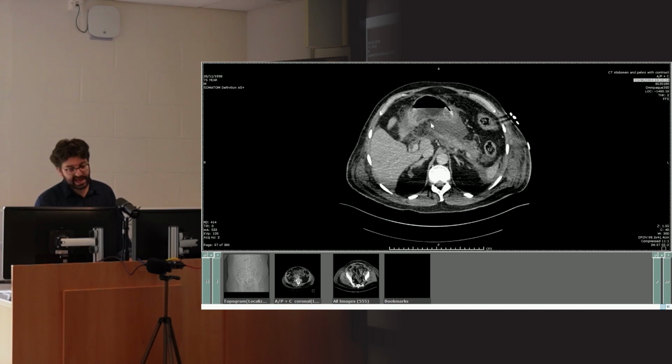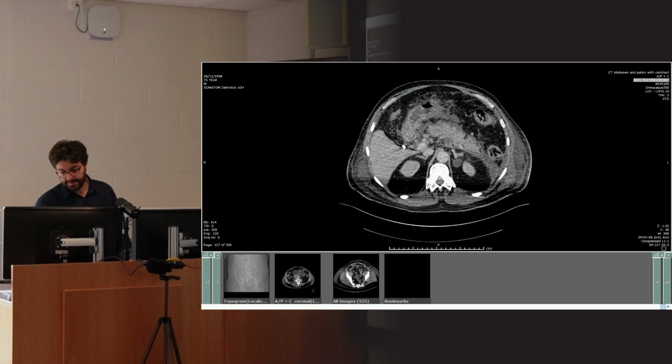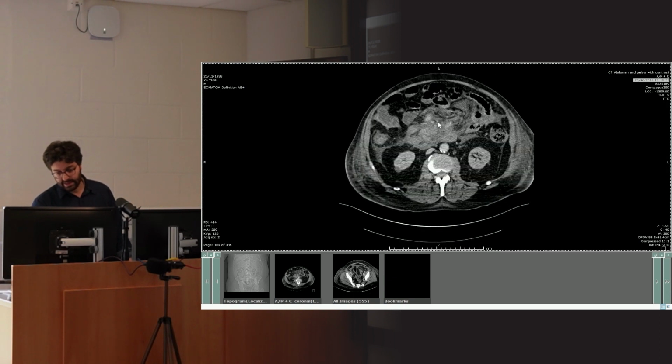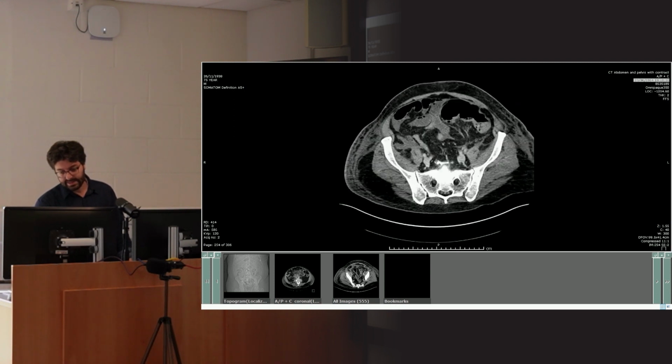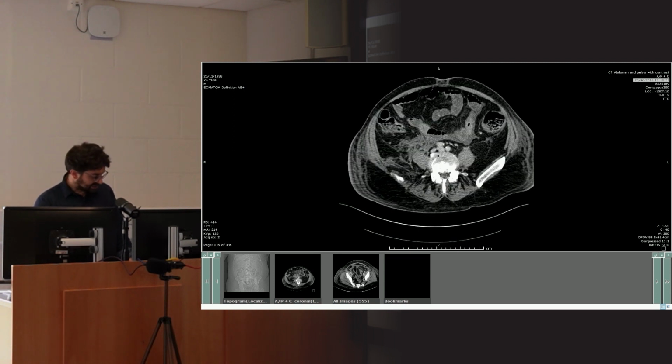That is the lesser sac. So this is fluid in the lesser sac. And you can still see loads of fat stranding heading into the root of the mesentery and all sorts. Let's see what happens next.